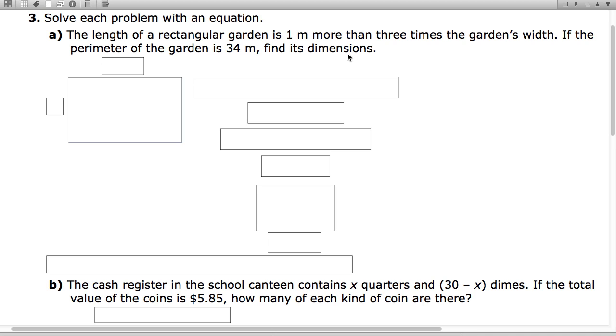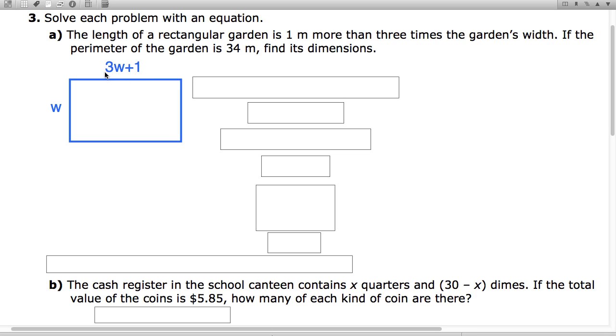So for this particular one, instead of writing a let statement, I'm going to draw a diagram. I'm going to start by drawing a rectangle for the rectangular garden. We're told that the length is 1 meter more than 3 times the width. So why don't we start with the width? That seems like the simpler thing. The length will be adding 1 onto 1 meter more than 3 times the width. So 3w plus 1.